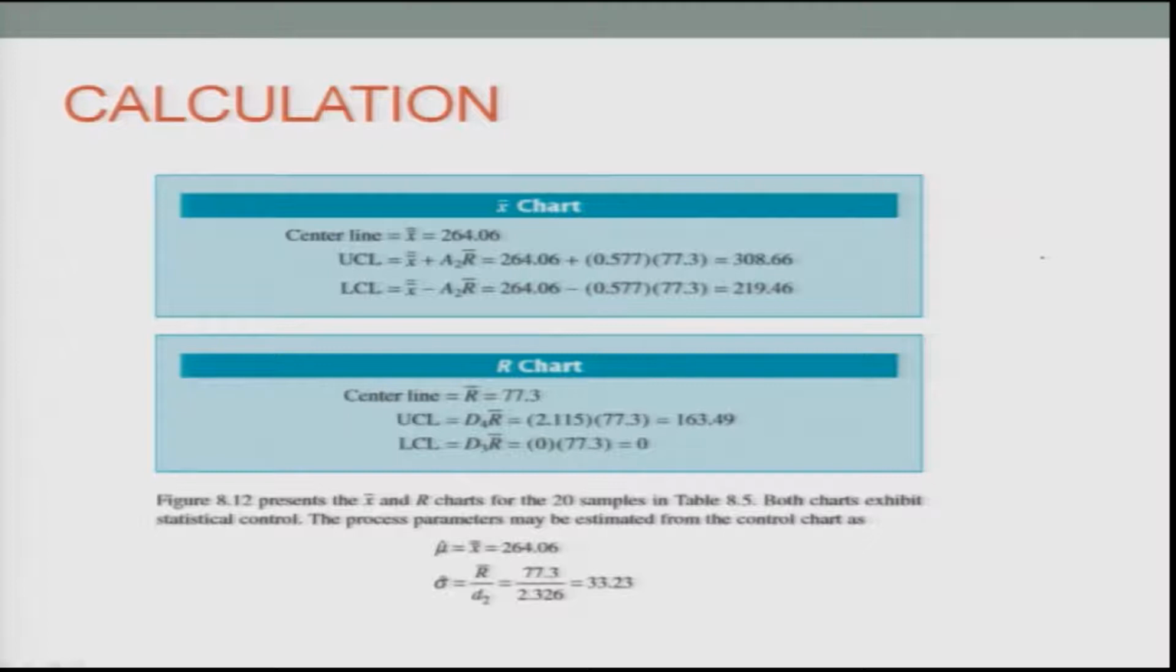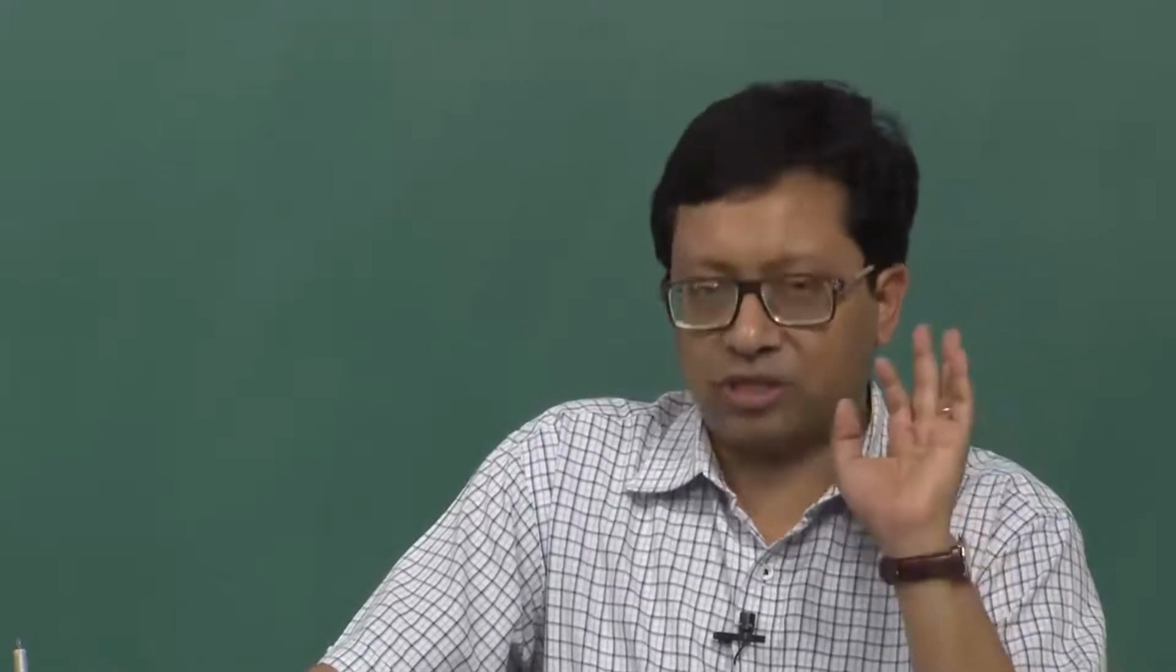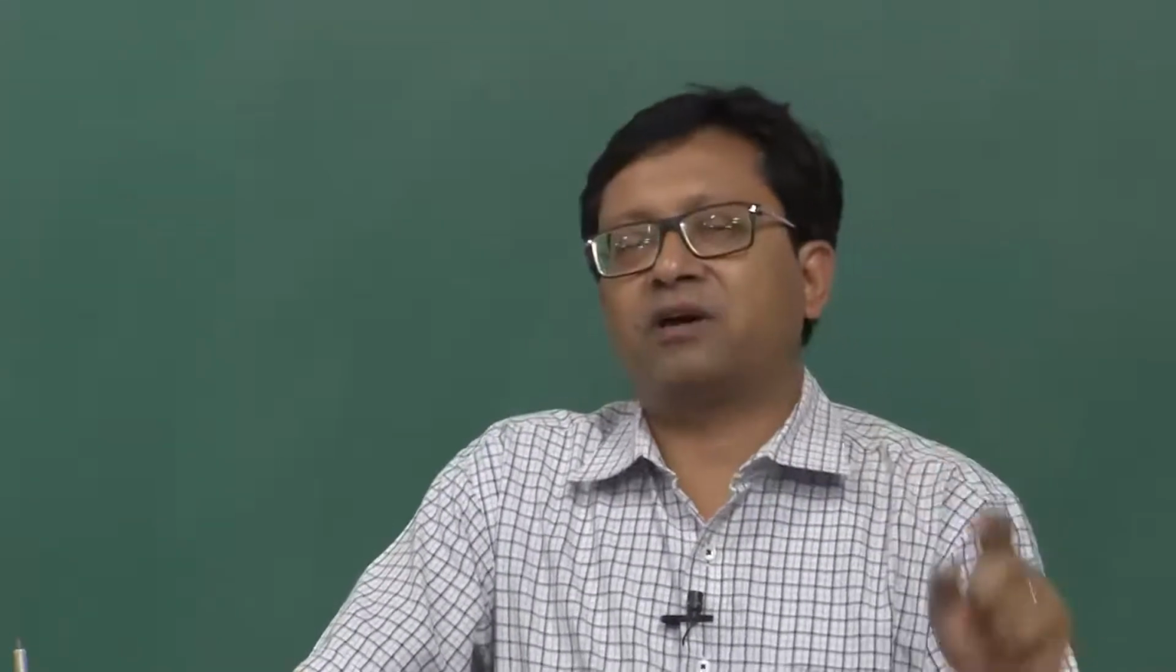So, let me continue reading it. The figure which we will see later on represents the values of X bar and R charts for 20 samples. Both charts exhibit statistical control. The process parameters can be estimated and they are stated, which I am again repeating. Mu hat basically means the best estimate for the population, which comes out to be, again I am repeating, 264.06 and sigma hat, which is the estimate for the standard deviation, comes out to be 33.23.